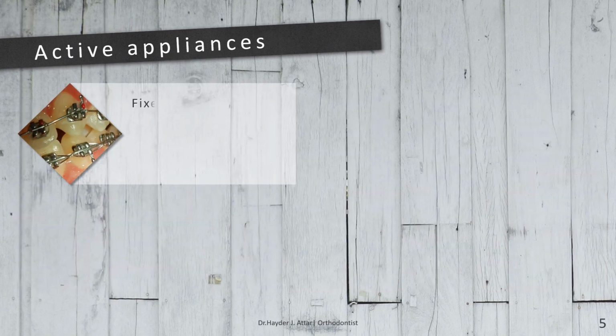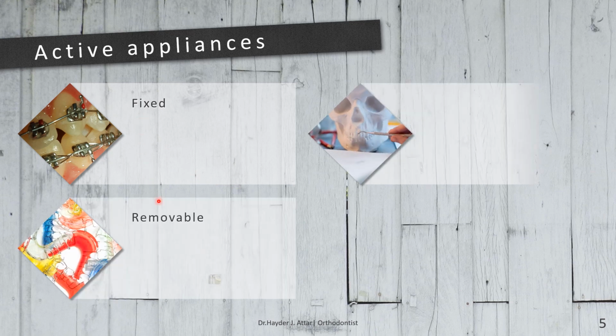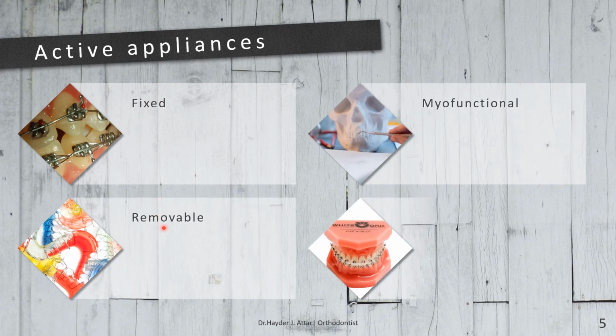The active appliances are either fixed orthodontic appliance or removable orthodontic appliance or myofunctional appliance or a combination of fixed and removable. Also, the myofunctional appliance may be fixed or removable or a combination of the fixed and removable orthodontic appliance.